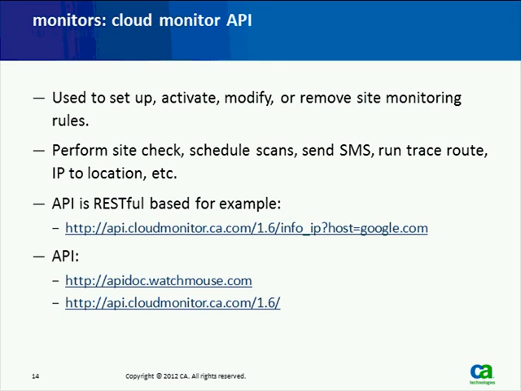One of the key capabilities of the solution, the company we acquired, WatchMouse, the team there had exposed almost every, I think, 95% of the capabilities are exposed via API, so it's very extensive. Any ability to set up, activate, modify, or remove site monitoring rules. You can schedule scans, trace routes, site checks via this API. And as I mentioned earlier, it's a full RESTful API, and it kicks out the output in JSON or XML, and we provide it freely available here at this link.